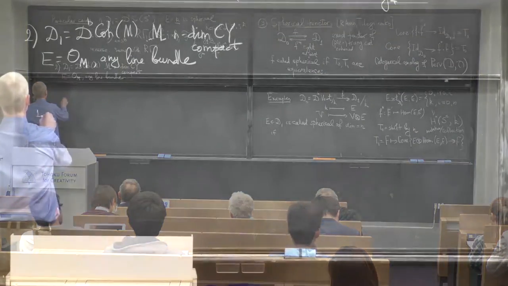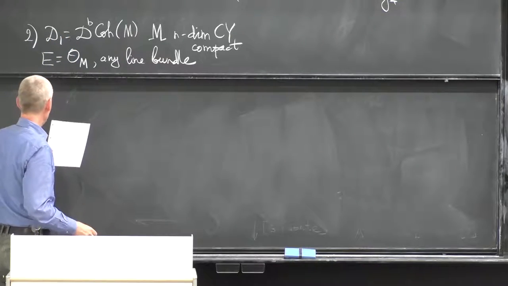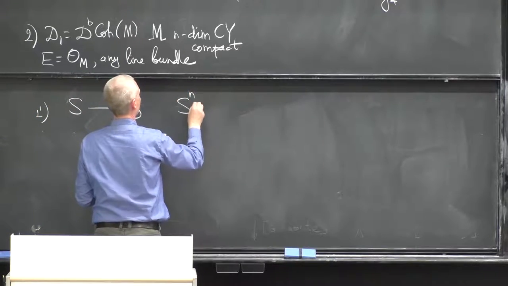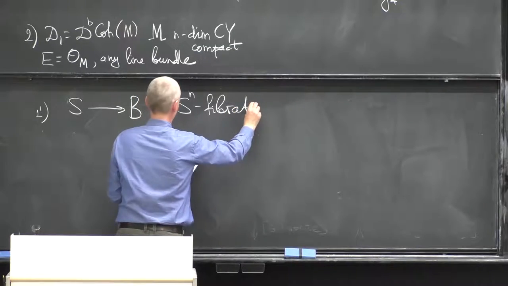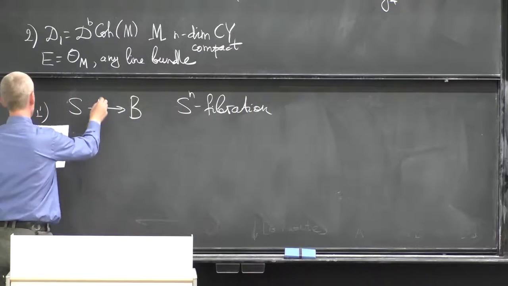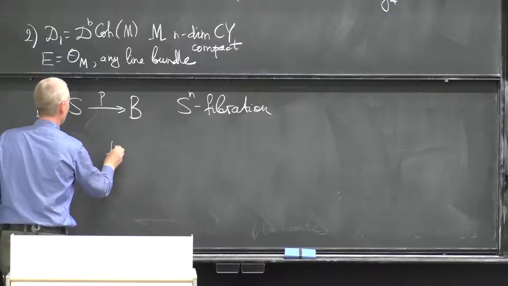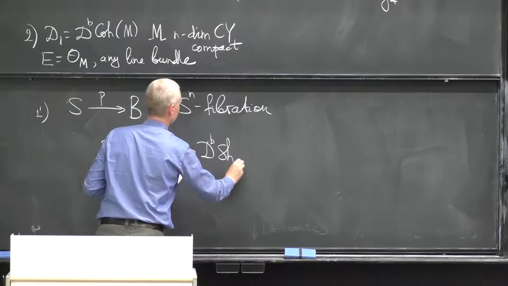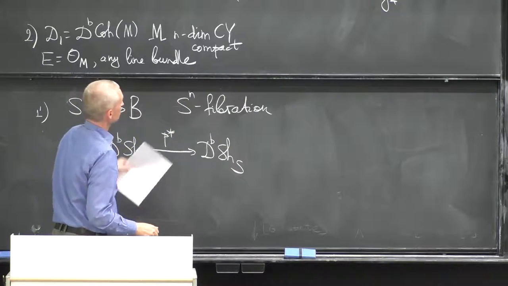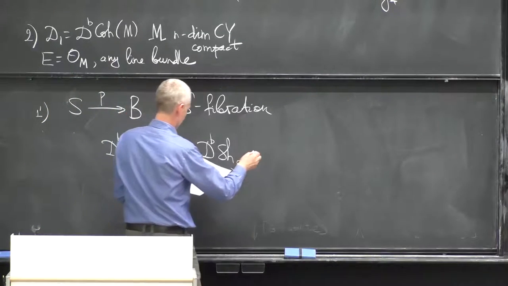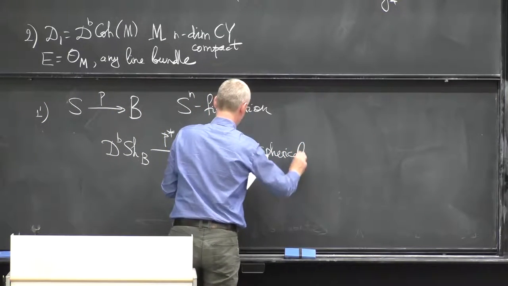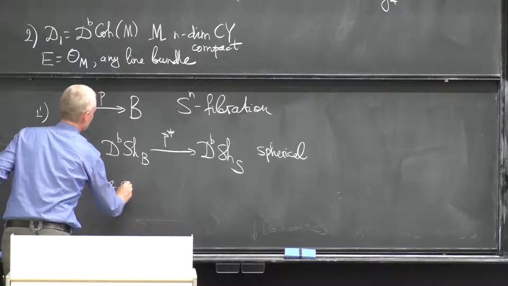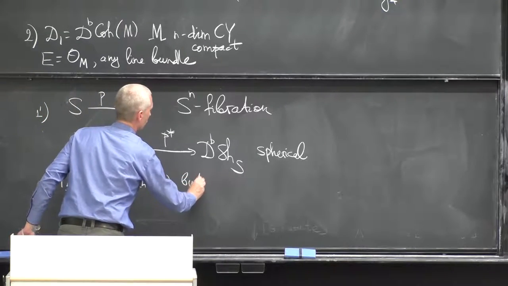Or let me do one more example, 1 prime. So a generalization of 1 would be like this. Suppose we have a family of spheres. Suppose S to B is an S^n fibration, and suppose this is called P. Then we have a functor from the derived category of sheaves on B to the derived category of sheaves on S, given by the pullback. So it's just a relative version of this. It's a spherical functor. And the corresponding T1 is the same as in 1, but relatively over a base.